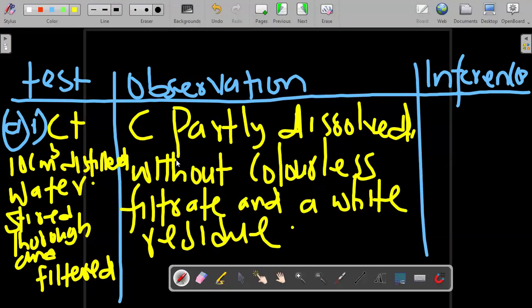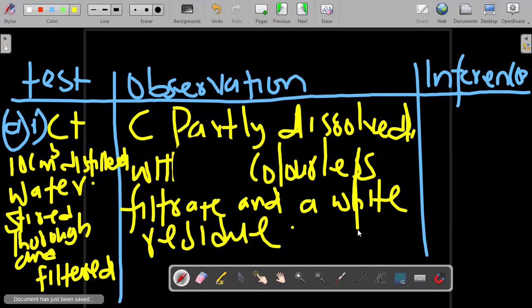You wrote "without." Okay, it's supposed to be "with colorless filtrates." Thank you for that. It's supposed to be with colorless filtrates, and a white residue.